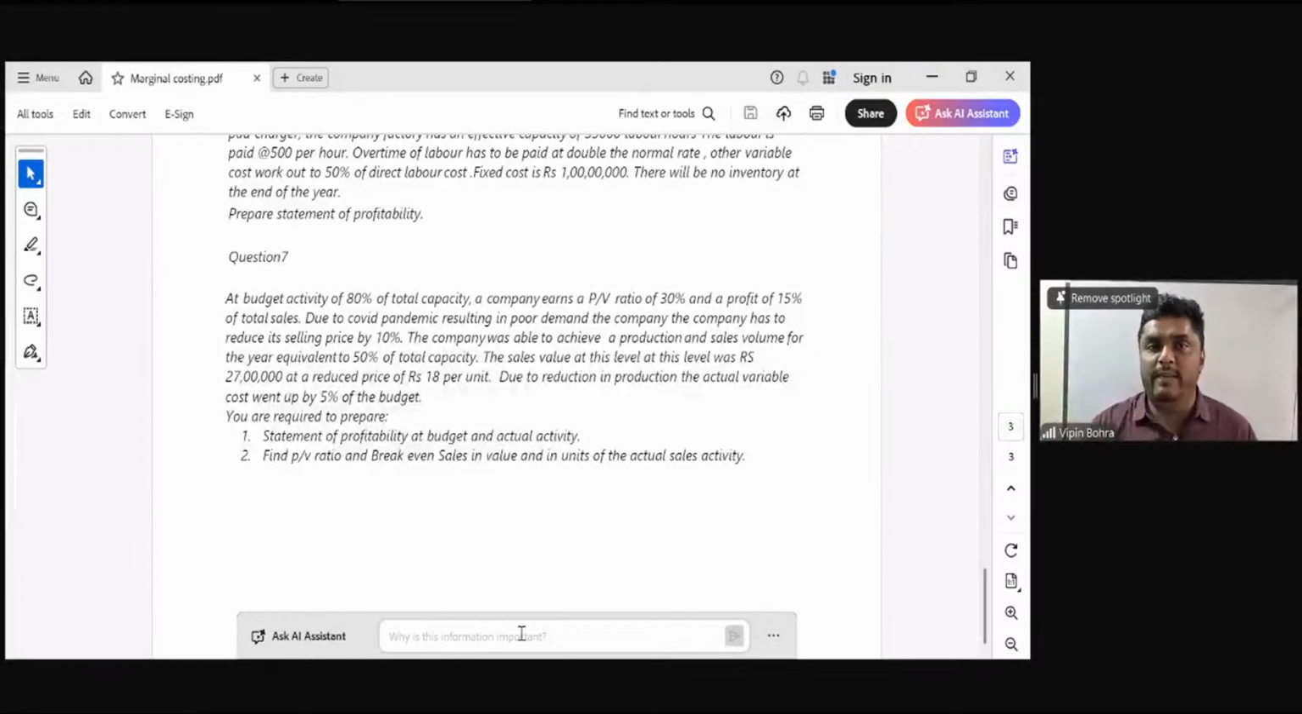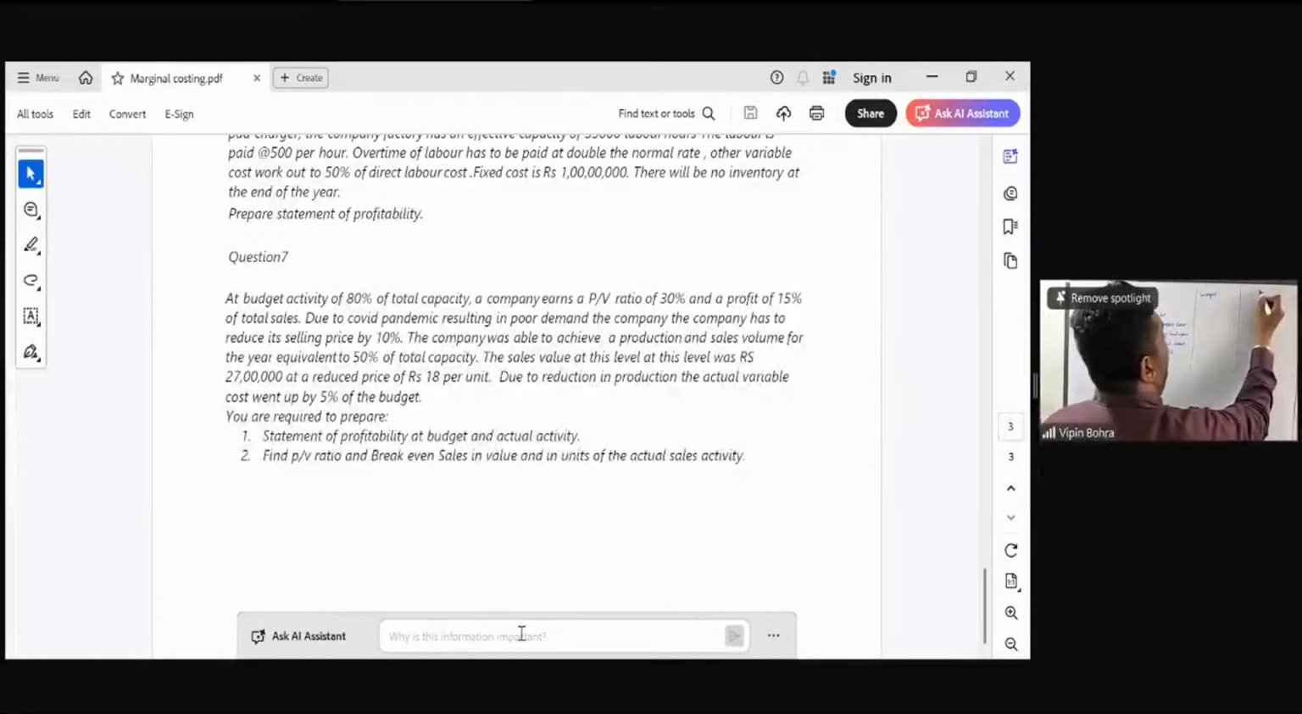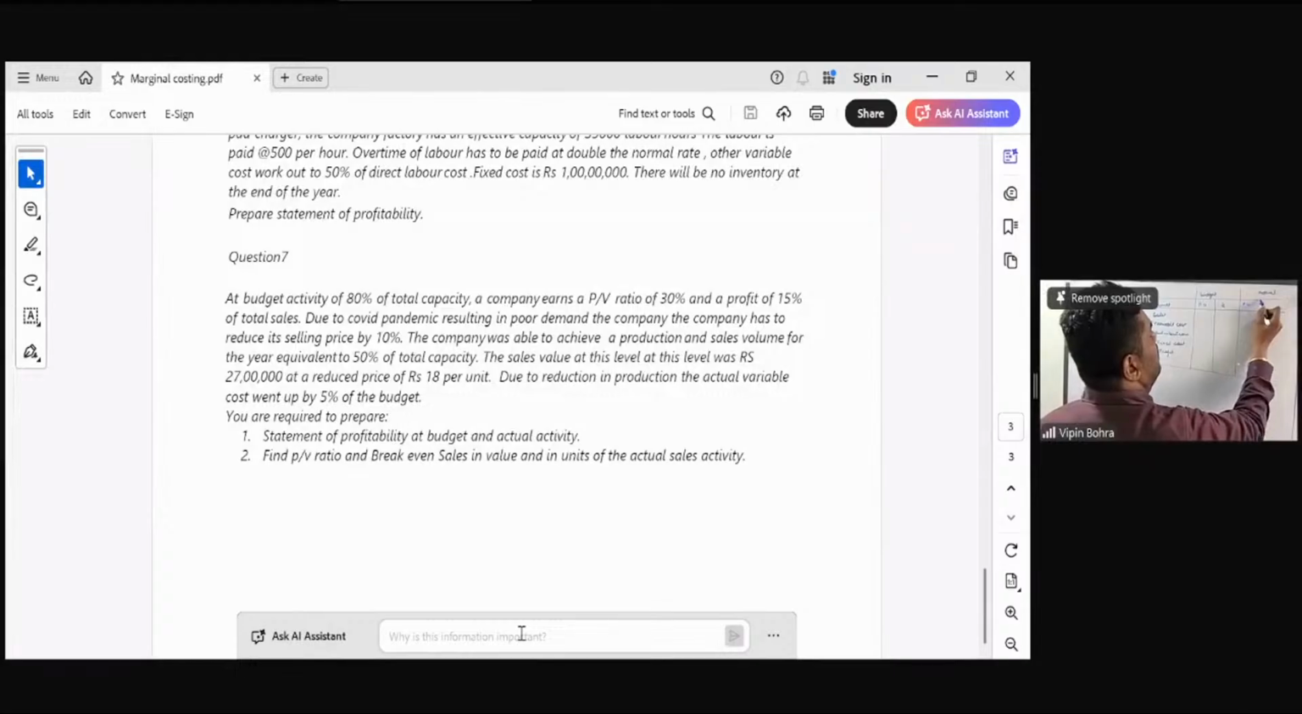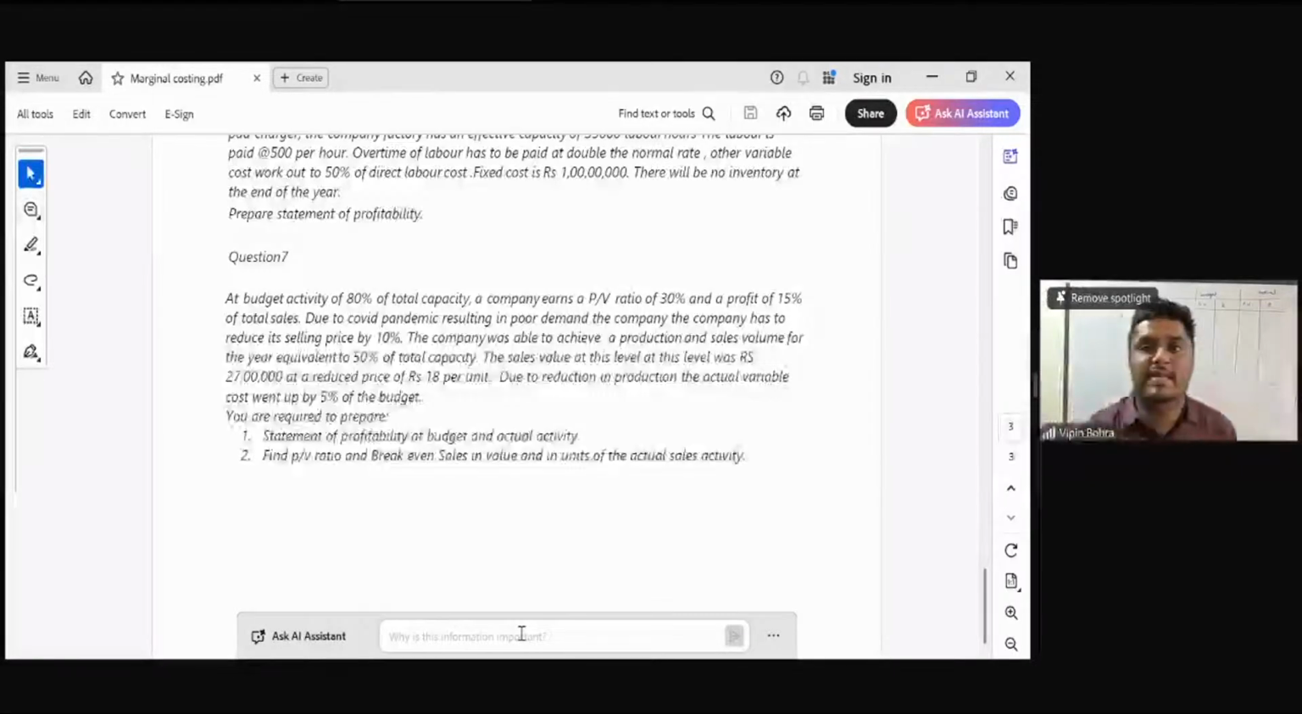When talking about the statement of profitability, it is the same statement: sales less variable cost, we will get contribution, less fixed cost, we will get profit. You have to prepare the statement at budget and actual. You have to calculate the number of units also. You can prepare it per unit and amount also. So this question is nothing but just fill in the blanks.